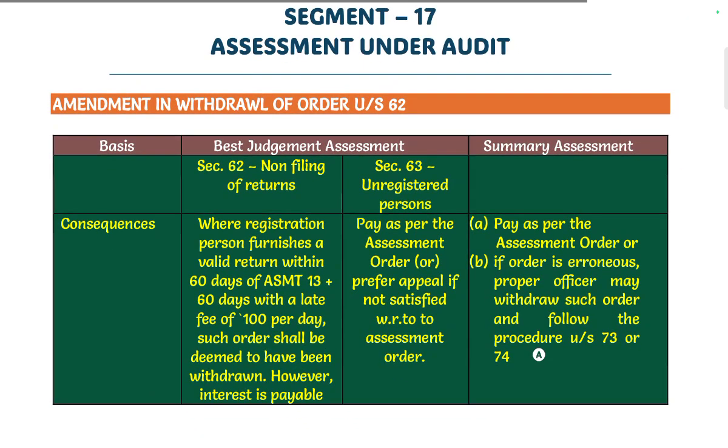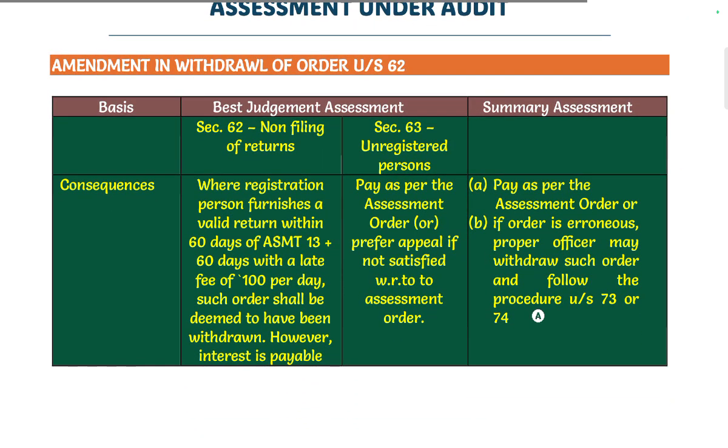Assessment and audit. Amendment with withdrawal of order. Best judgment assessment and summary assessment. Section 62: non-filing of return. Section 63: unregistered person. Consequences when not filing a return.